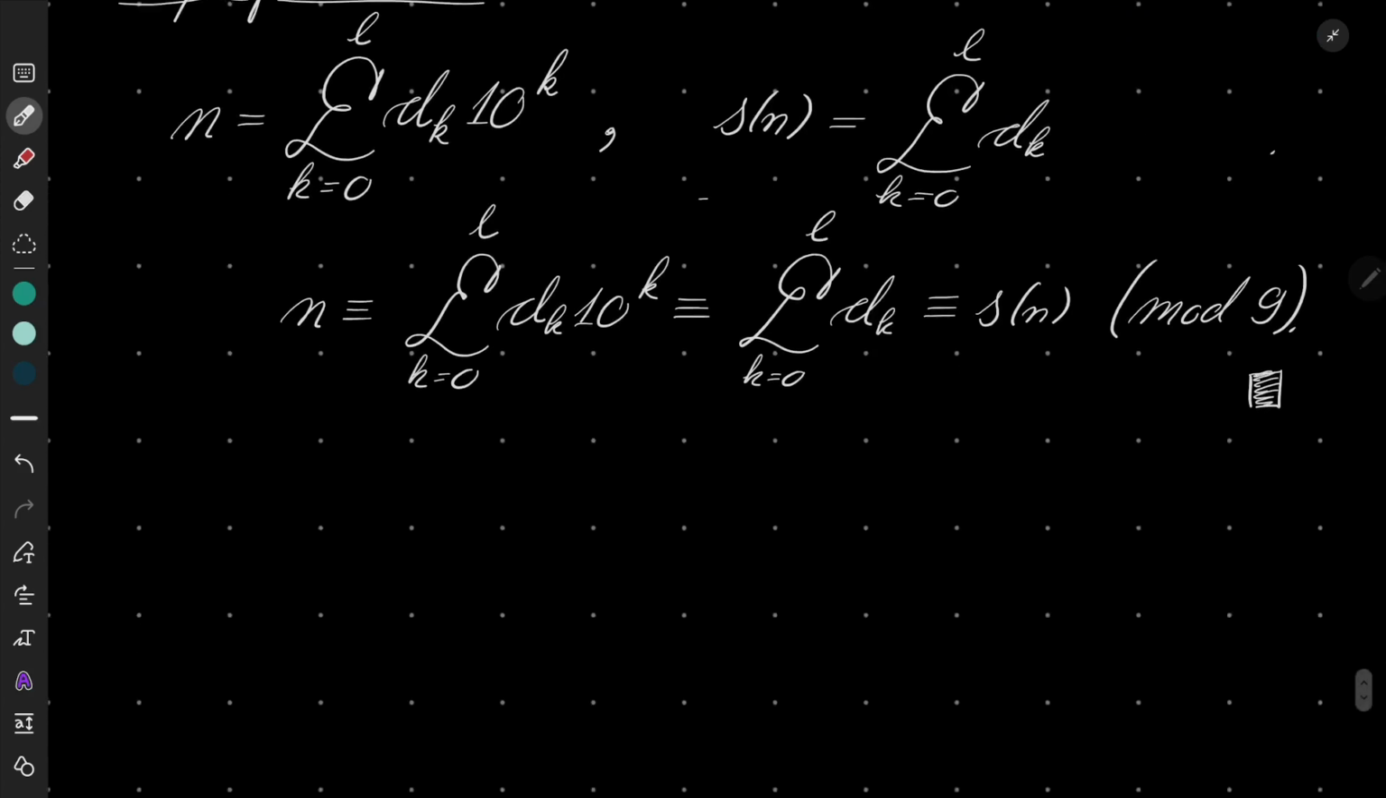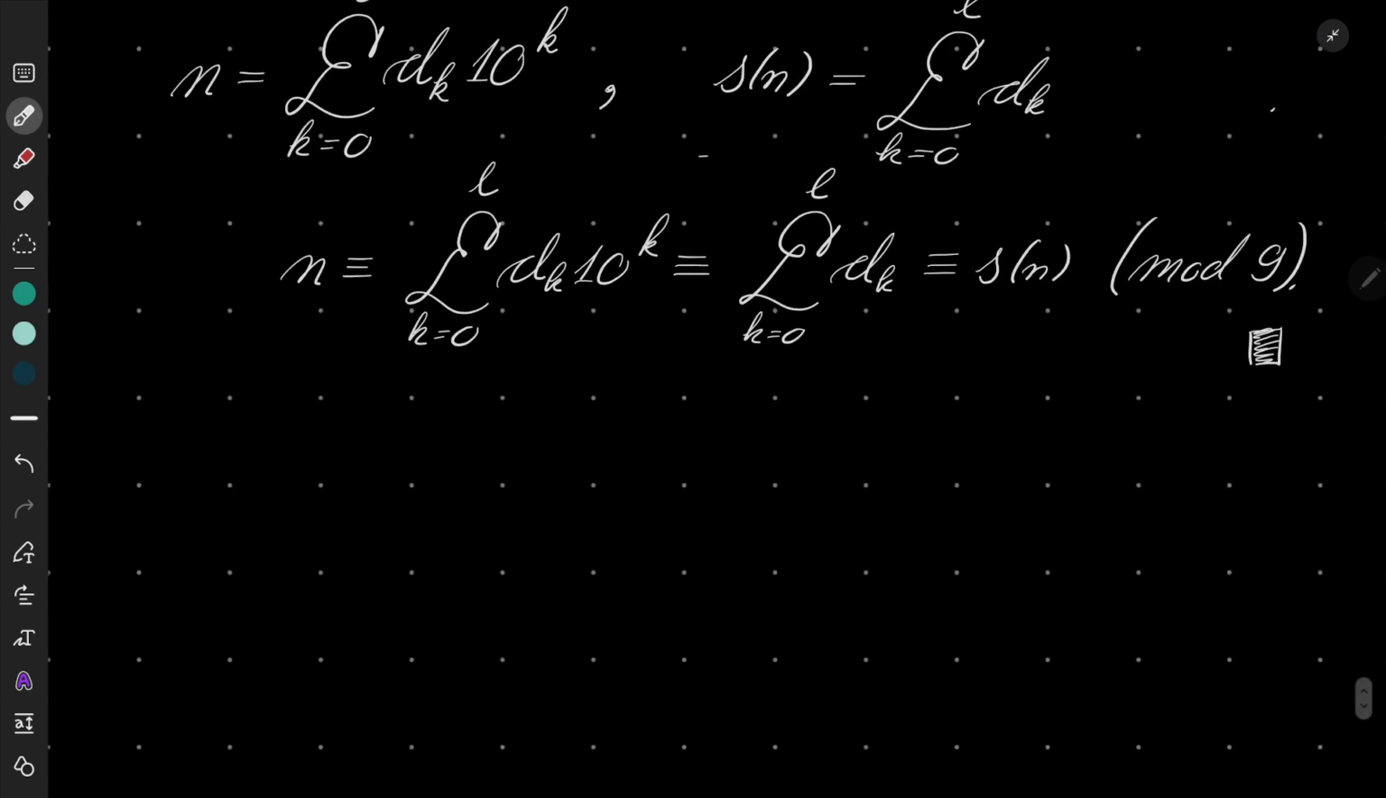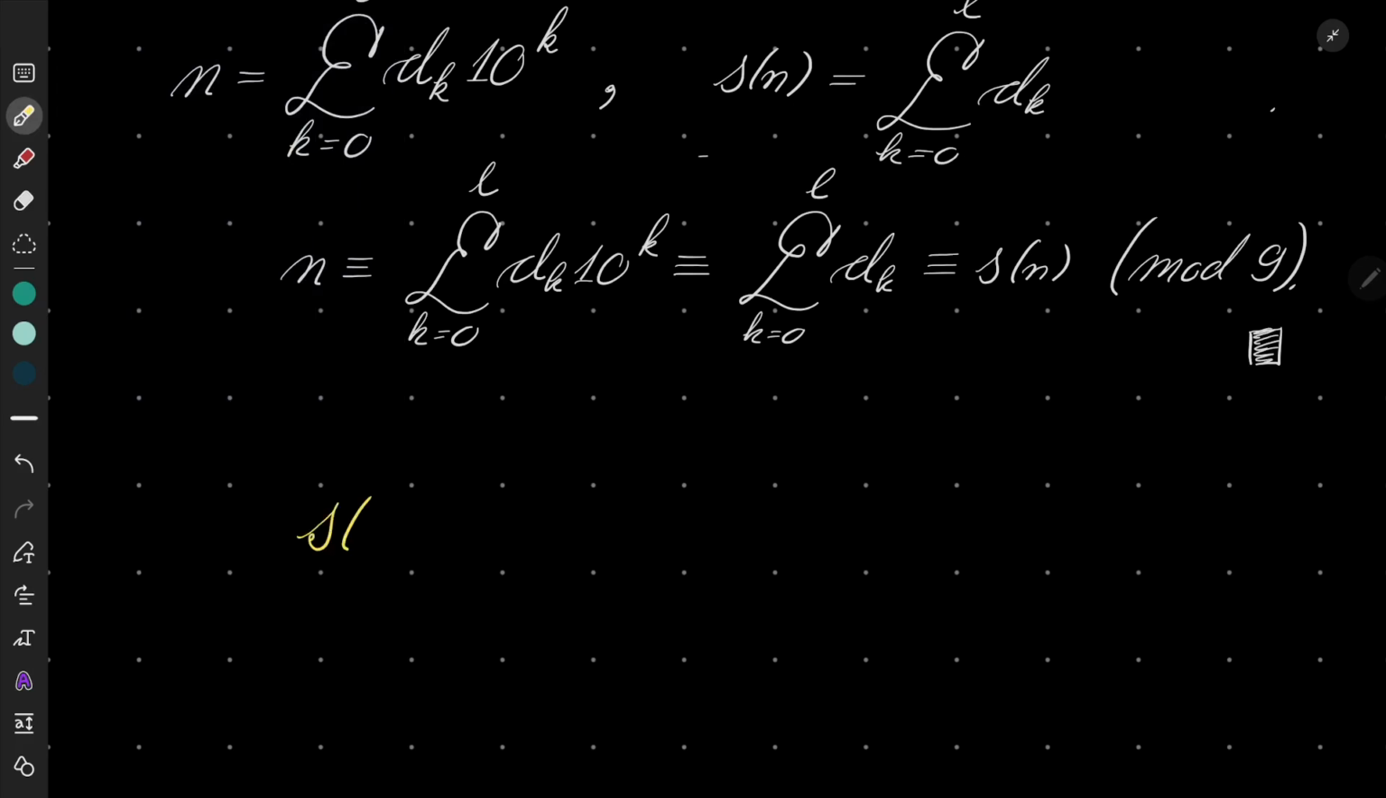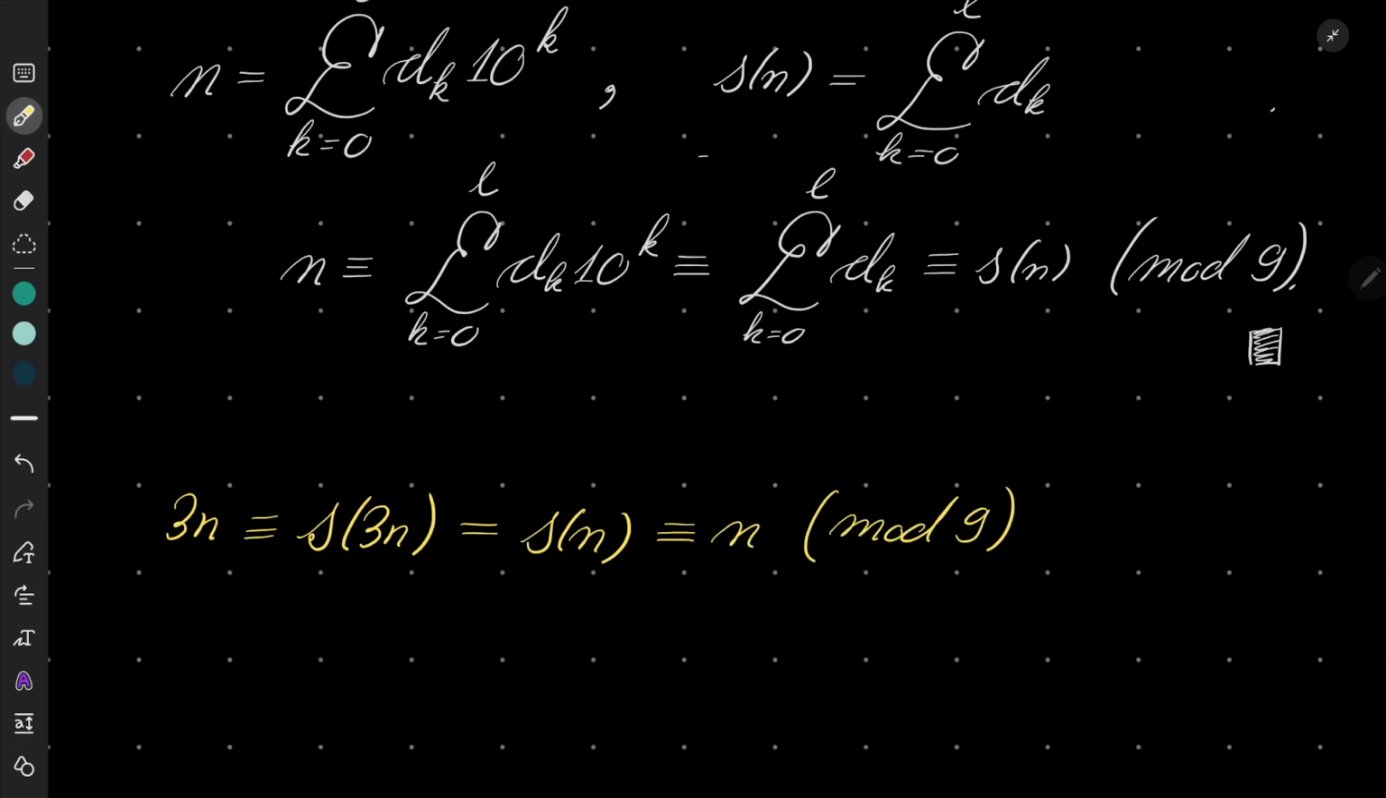Okay, and now for our proof. Let's do it in the following way. s(3n) is congruent on one side to 3n by the lemma, while by assumption s(3n) equals s(n). And this is again congruent to n by our lemma, modulo 9.